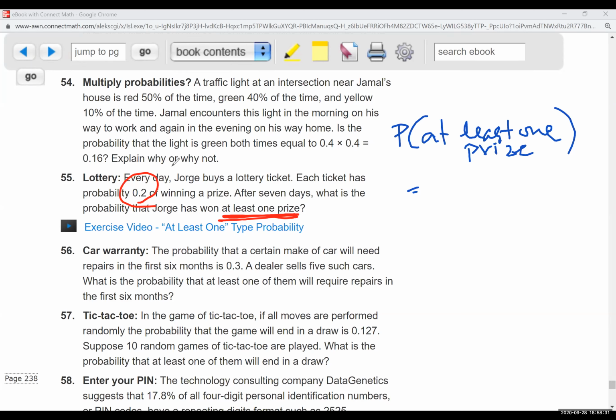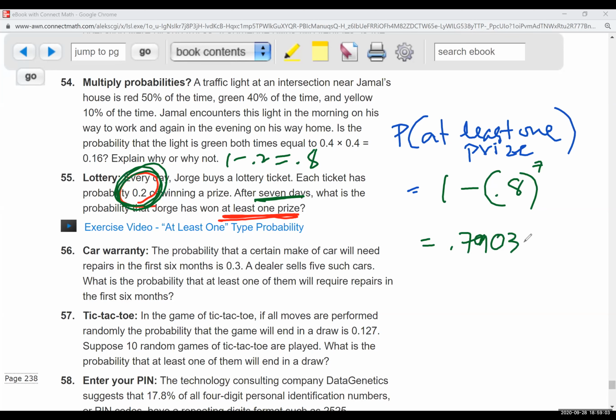So that's why I encircled the 0.2. It means you have to get the complement of 0.2. So 1 minus 0.2 is 0.8. Use this 0.8 to solve at least one: 1 minus 0.8. Now it says here 7 days, so that's why this is raised to 7. So that's why the answer is 0.7903.